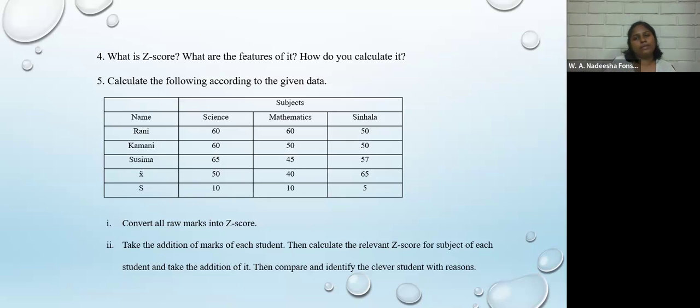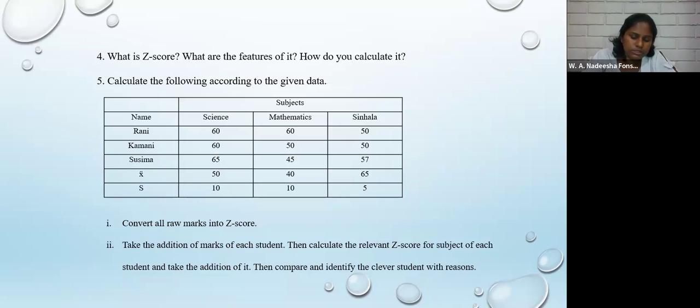Anyway, to calculate it, we have to use this equation. So write that equation: Z equals x minus x bar divided by SD. Then the next question: calculate the following according to the given data. There are 3 students and 3 subjects, science, maths, Sinhala, and the mean values and standard deviation values are given there. Now you can get the idea how to calculate Z score.